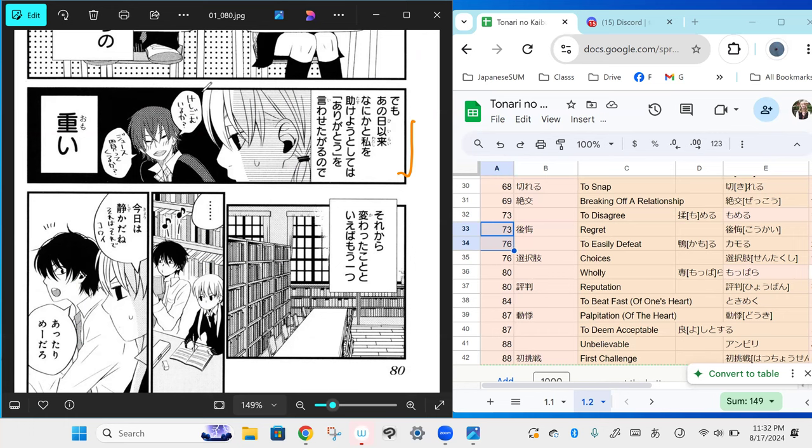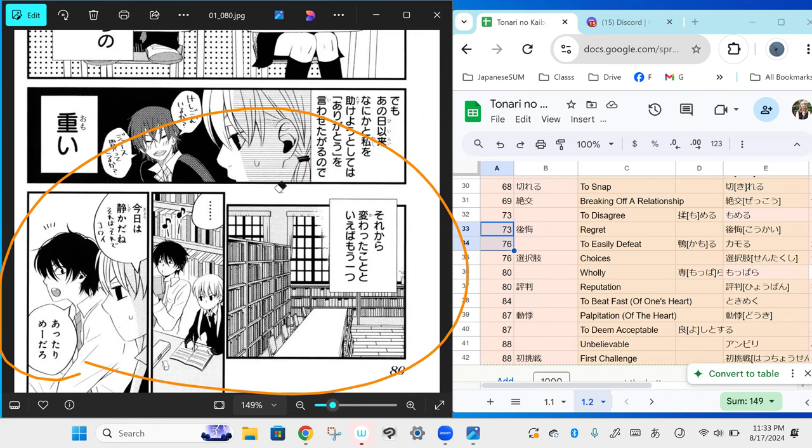でも、あの日以来、何かと私を助けようとしてはありがとうを言わせたがるので、消しゴムいるか？ジュース買ってくる？重い。So she says, because I went over and said thanks to him because he tried to save me the other day, since that day it seems like he's being very heavy toward me, right? And he's even saying, hey, Shizuku, do you need an eraser? Can I save you that way? Hey, Shizuku, do you want me to save you by buying you some juice? So he's really laying it on thick with her, might be what we say in English. And the next bubbles over here will go to you, Cookie.